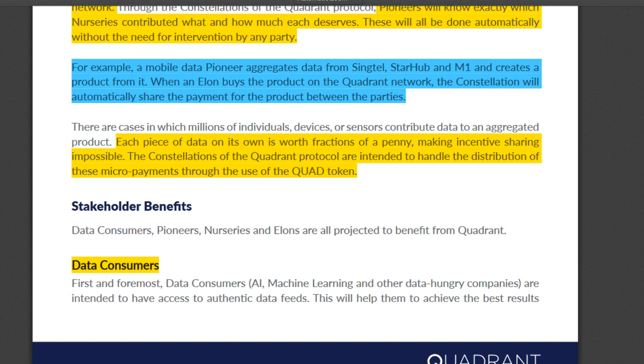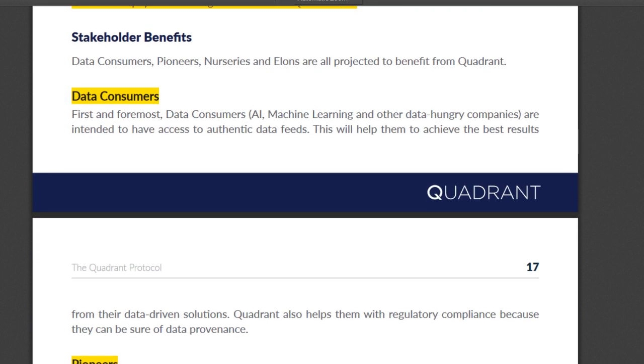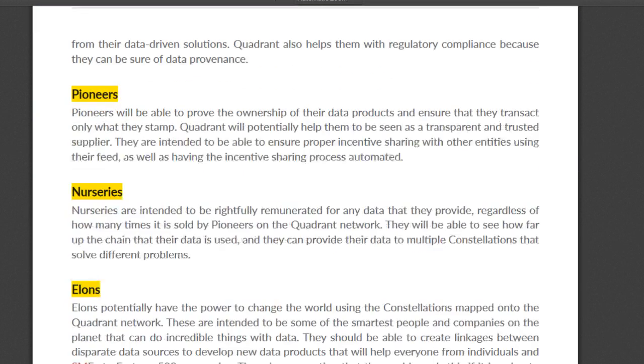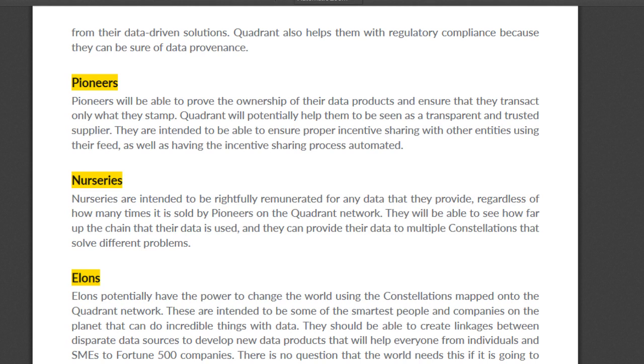So, benefits for each one of the portions that are going to make up the quadrant, the stakeholders. Data consumers, that's the people that are the end users that are using the data. They're going to be able to pull more data, have more 100% correct data. Pioneers will be able to improve the ownership of their data products, make sure everyone's compensated properly, because if you're paying your atomic data providers properly, they're going to feed you more data because they're going to grow and be able to produce more data gathering products. And it's also going to be easier to do all the bookkeeping for that as well, because the smart contract's going to take care of it for you.